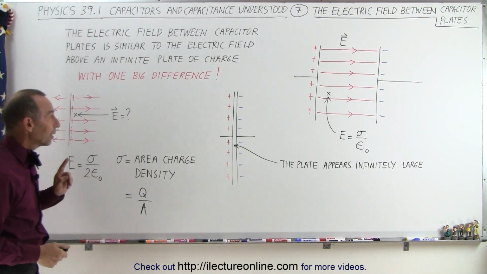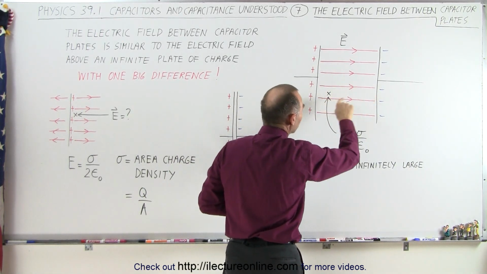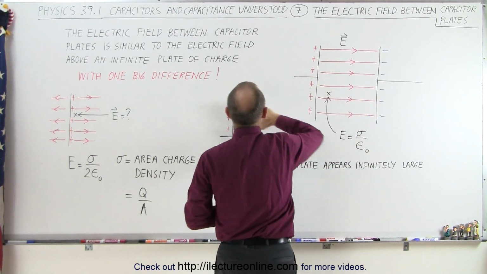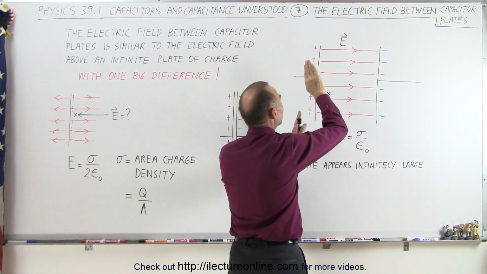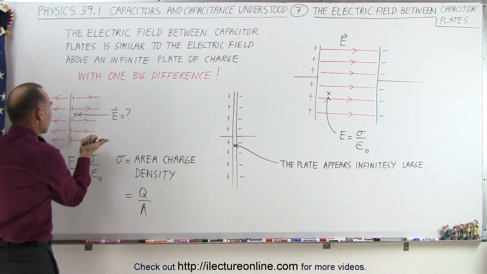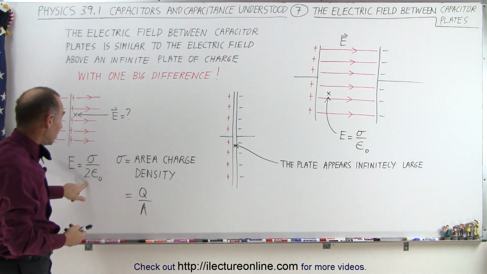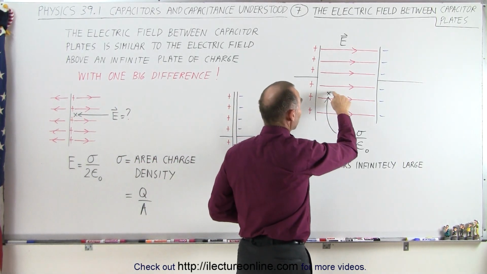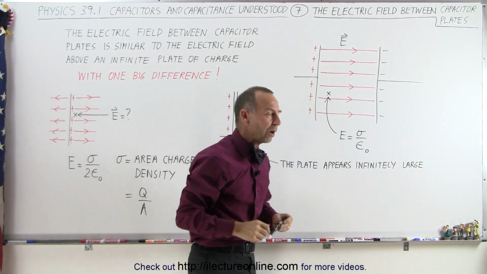So the difference here with a capacitor is that the field only emanates in one direction because the field will always go from a positive charge to a negative charge. Since there's no negative charges over here, there's no electric field in this direction, which means all of the electric field effect by these charges go in one direction, where here the field goes in two directions, which means the field on that side will be twice as strong. Instead of sigma divided by 2 epsilon sub naught, the electric field strength inside the capacitor will be sigma divided by epsilon sub naught, therefore twice as strong.